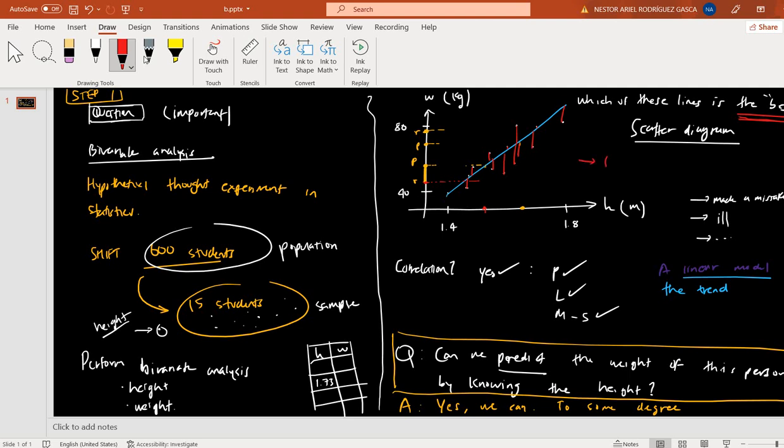Here is the crucial aspect. The best line is the one that minimizes the sum of the errors, which are all of these. It's this plus this plus this plus this plus this plus this, all of these little segments, guys. If I can find somehow a line that minimizes those errors, that's what I understand by the best line that represents the behavior of these points.